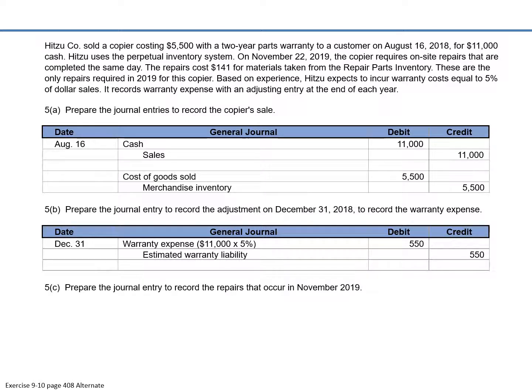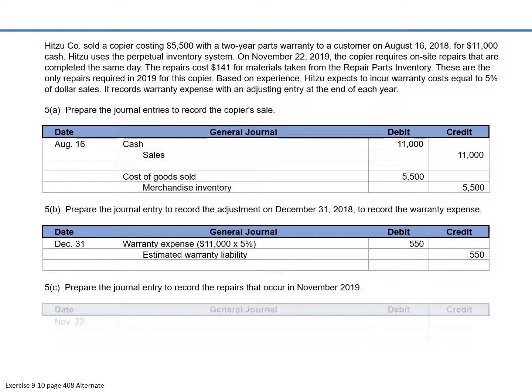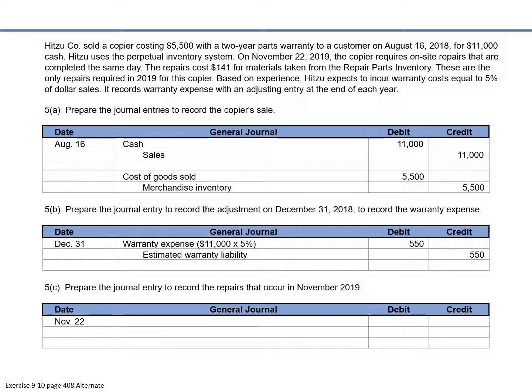Then prepare the journal entry to record the repairs that occur on November 19th. So when we record the repairs, we're going to reduce our warranty liability and we're going to reduce our inventory, right? So we're going to debit our estimated warranty liability for 141 and we're going to credit our repair parts inventory for 141.